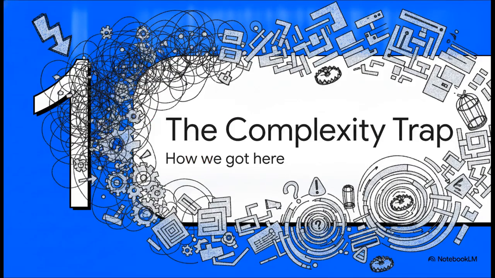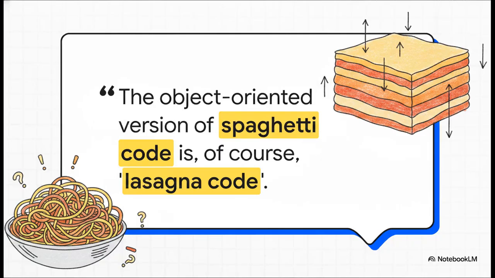Okay, let's dive into this first big issue, which is the shared frustration of modern enterprise development. The crux of the problem is summed up perfectly by a quote from our sources. The object-oriented version of spaghetti code is, of course, lasagna code.